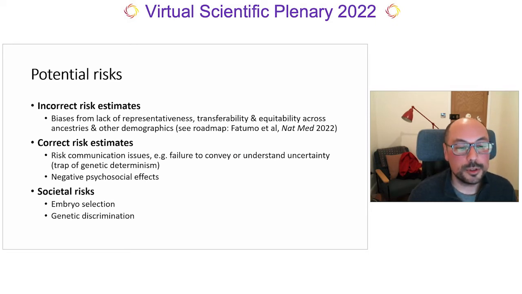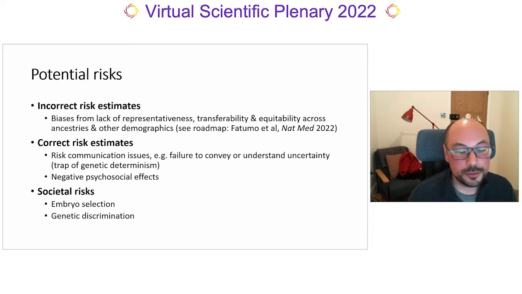However, for responsible use to occur, the benefits must outweigh the risks. Here, the PRS task force defines several classes of potential risks. There are those from incorrect risk estimates, including well-known ancestry and other demographic biases, which arise from non-representative data, a frequent and perhaps universal inequity of risk prediction tools. I'll give a short plug here to a roadmap to increasing diversity in genomic studies, which was just published in Nature Medicine by task force members Segun Fatumo, Alicia Martin, and others.